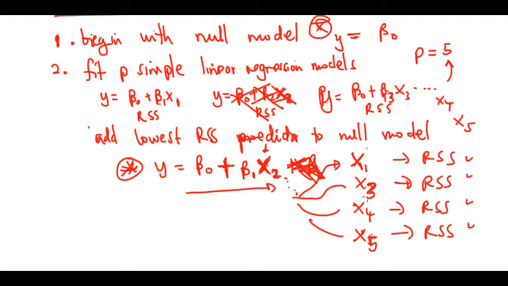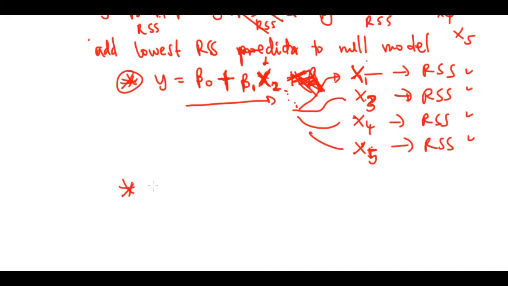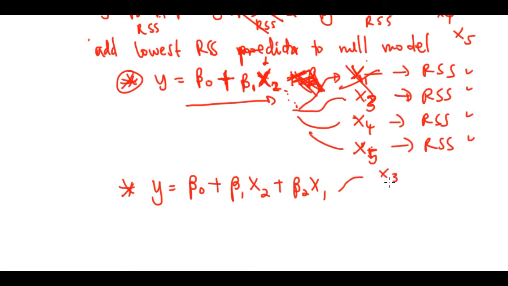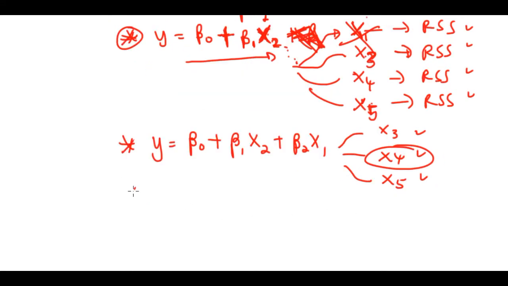It will say maybe x1 results in the lowest RSS. Cool, we keep x1. Which means now our model is something like this. x1 done, and then we start the process again. What happens if we add x3? What happens if we add x4? What happens if we add x5? Then we choose the one that will lead to a low RSS. Is it x4 that led to a low RSS? Cool, we update our model.